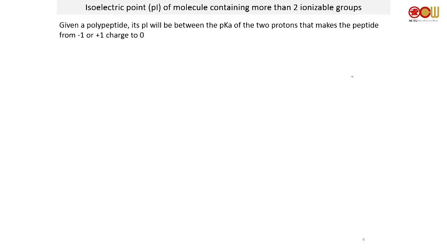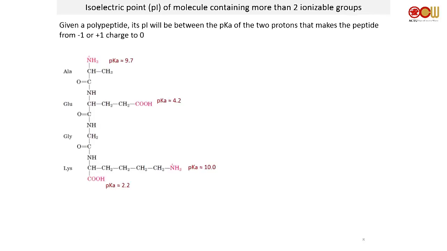So now we're going to talk about pI. Given any polypeptide, the pI is going to be between the pKa's of the two protons that take the peptide from -1 or +1 to 0. Let me show you what that means.